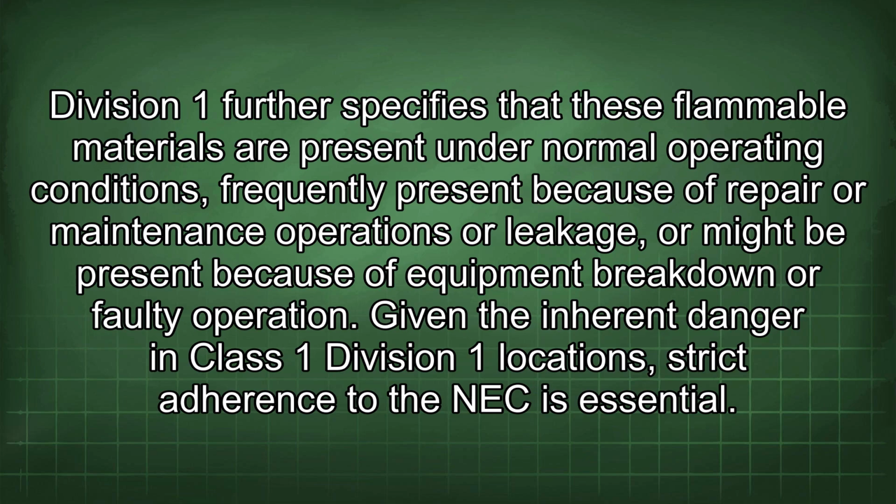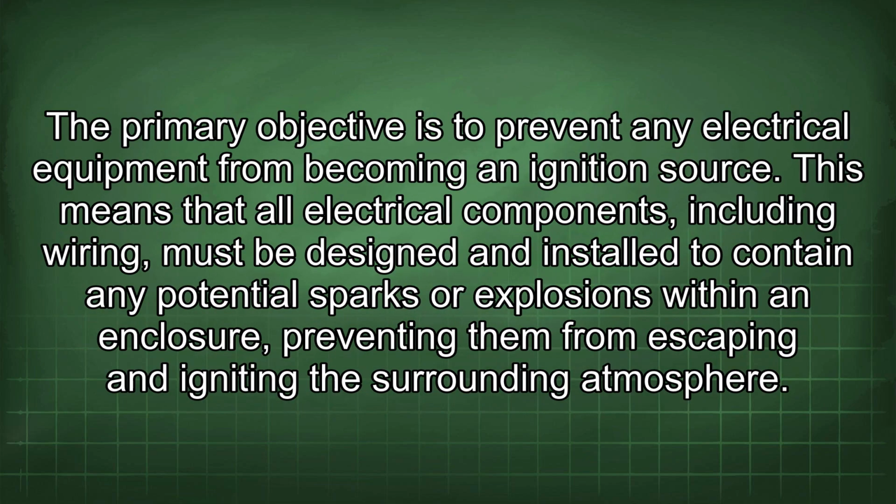Given the inherent danger in Class 1 Division 1 locations, strict adherence to the NEC is essential. The primary objective is to prevent any electrical equipment from becoming an ignition source. This means that all electrical components, including wiring, must be designed and installed to contain any potential sparks or explosions within an enclosure, preventing them from escaping and igniting the surrounding atmosphere.